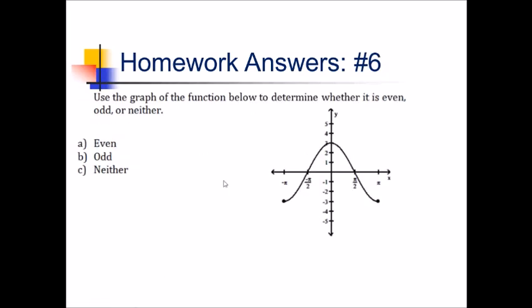For this question, they're telling us to use this graph to determine whether the function is even, odd, or neither. So this one, just looking at the graph, it has y-axis symmetry. Since it has y-symmetry, that's basically the definition of an even function. So that would be choice A. And again, odd would be origin rotational symmetry, and neither would be, well, neither of those.